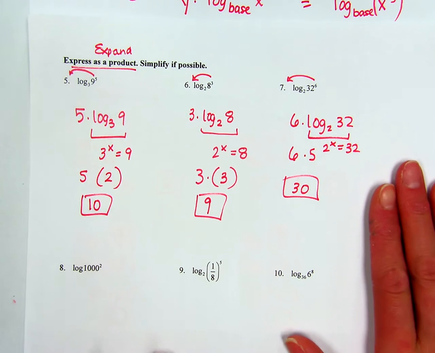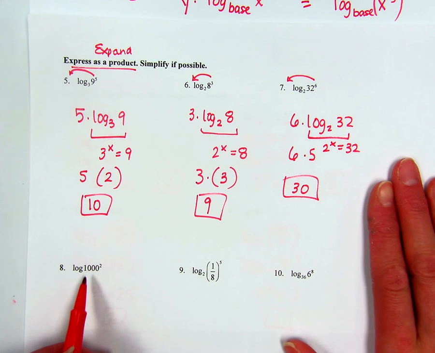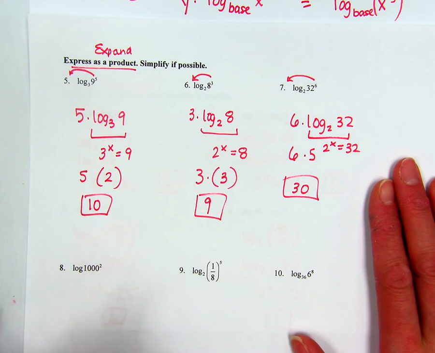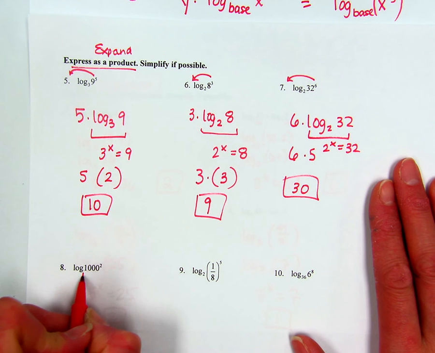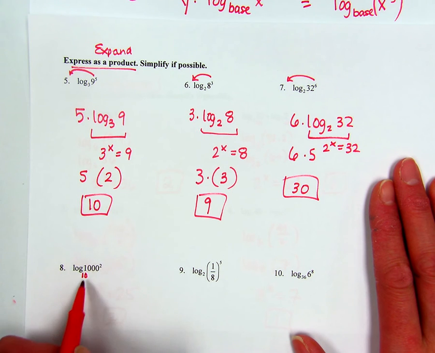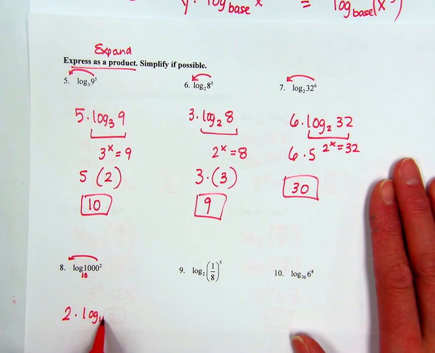All right, last couple problems. Now this one, number 8, is missing a base. So remember, all of them that have a base, you know what your base is. The implied base is 10. So I would suggest filling that in. Okay, so now we do 2 times log base 10 of 1,000. Figure out what is 10 to the whatever power equals 1,000. So that's going to give me 3. So now I need to do 2 times 3, which is 6.